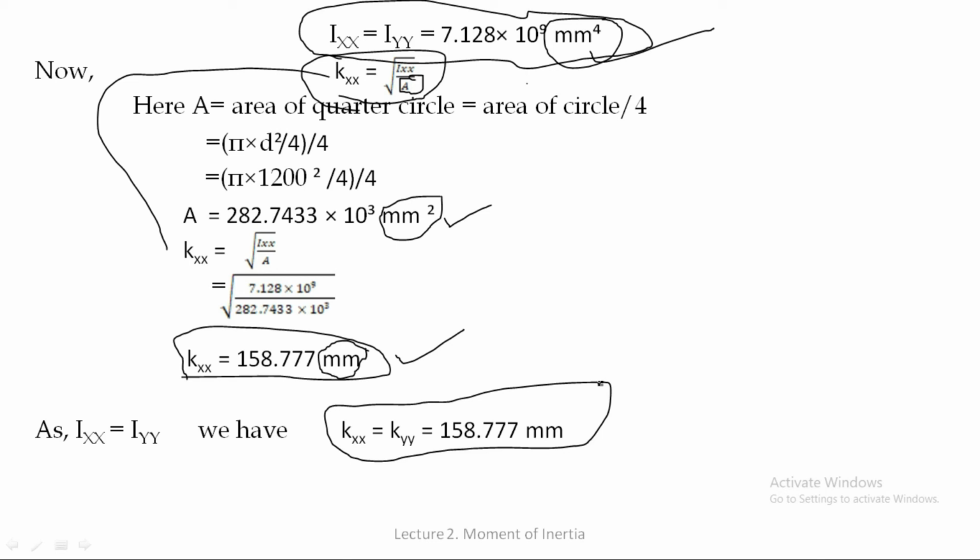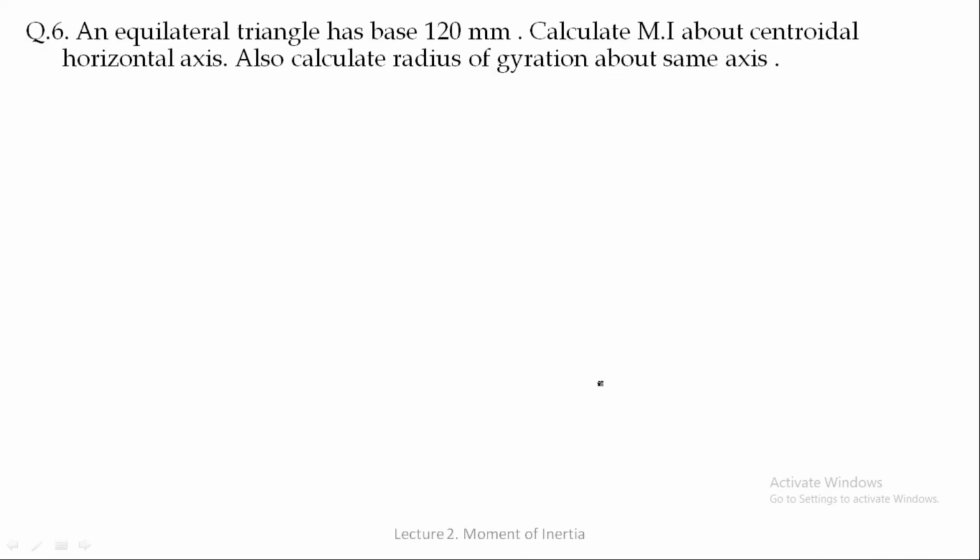Now the last example of today's lecture, the sixth example. Okay, remember which sections we have covered? In the first question we have covered rectangle. In the second question we have covered a circle. The third one we have found about the hollow circle. Then we had a semicircle. Then we had a quarter circle. In this question, we are dealing with another section.